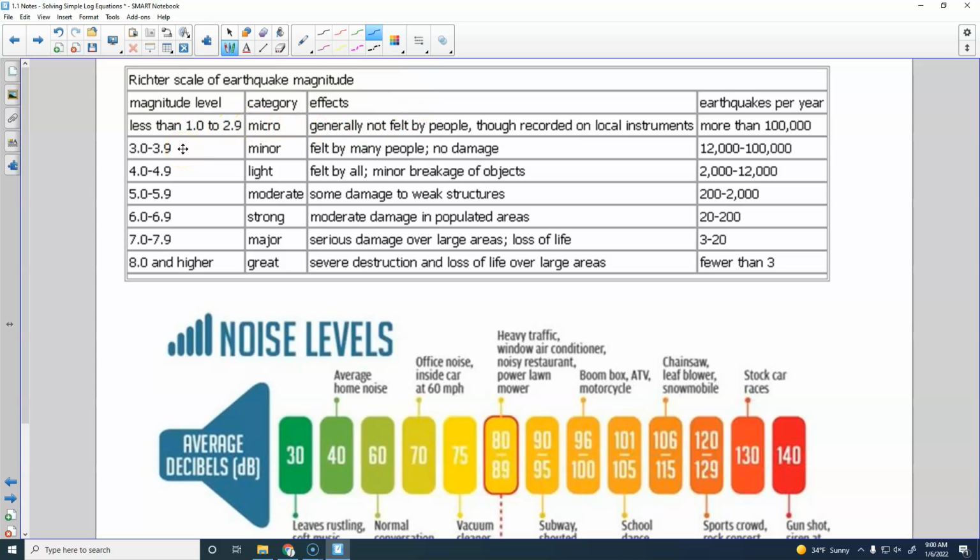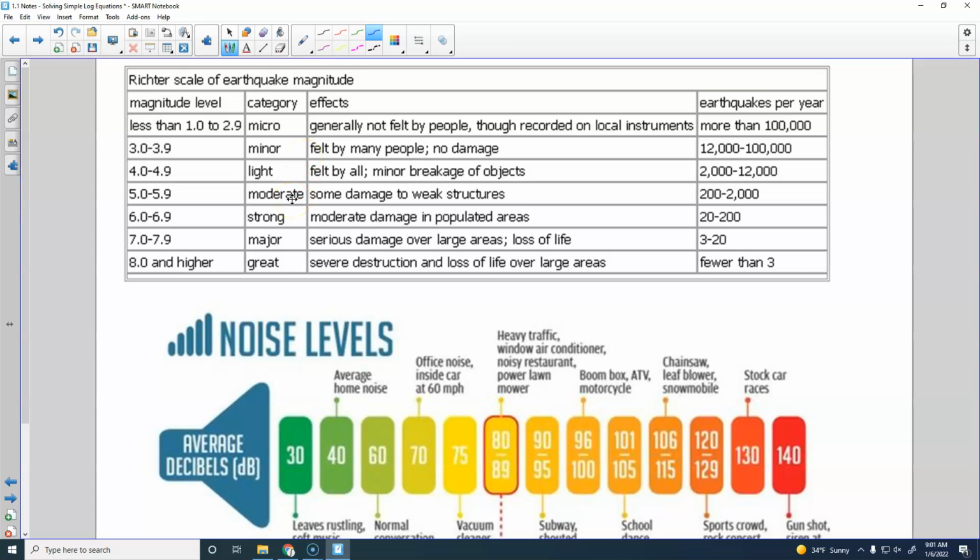A couple years ago, we had that earthquake in Sparta. You could feel it. What was it? A 3? Yeah, it was like a 3, but you could feel it a little bit. So here it says it might be felt by many people, no damage, and it probably was a higher 3, because I think in Sparta there was some slight damage to some weak structures and things. So it fell right here.